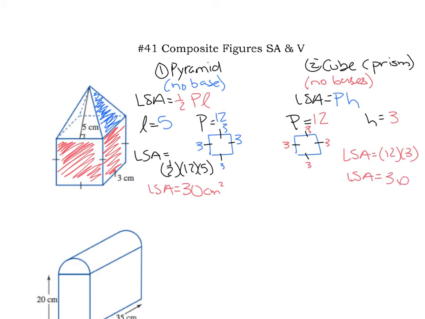Now, here's where you have to make sure you don't forget. This is a composite figure, which means you have to add those two different shapes together to get our final answer. So, the lateral surface area for this composite figure would be 66 centimeters squared.